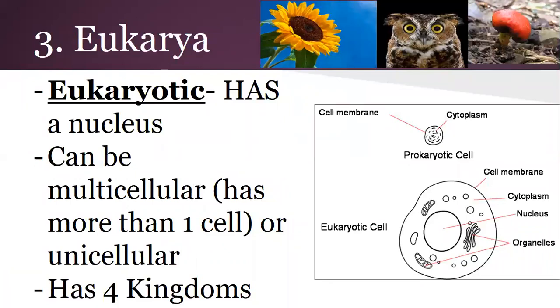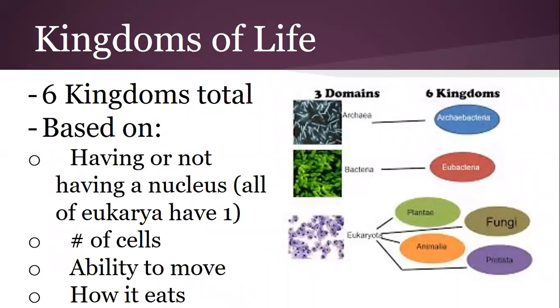Last but not least, Eukarya, the one that you probably interact with the most, because these are going to be your multicellular organisms. These are going to be your organisms that have a nucleus or are eukaryotic. This domain has 6 kingdoms, and you can see them over there on the right. All of those kingdoms have things in common.